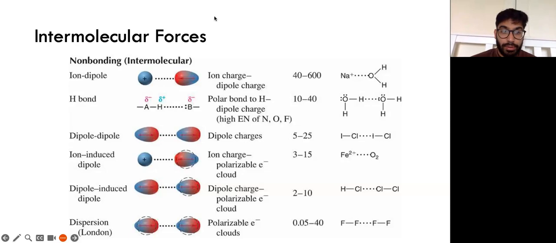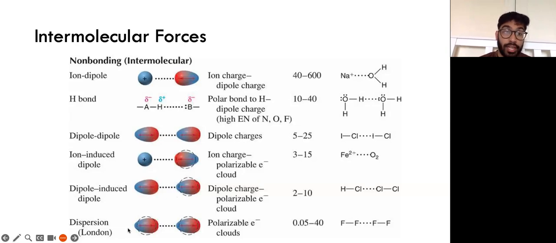You also have your dipole-induced dipole, which, it's an interesting name, but a molecule that has a dipole, like HCl, can induce a dipole in a molecule that does not normally have one, Cl2 in this case. The partial negative in the Cl of the HCl bond can induce a dipole on the Cl2 and push its electrons away, giving a partial positive charge.